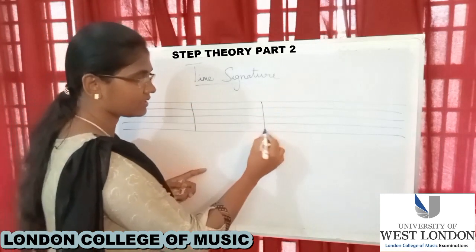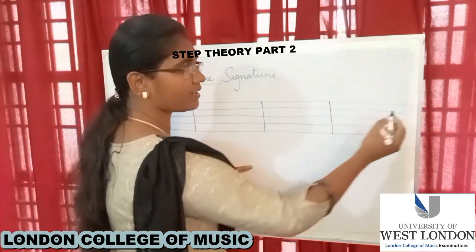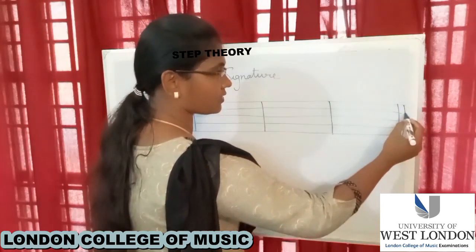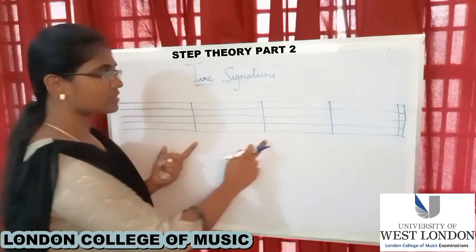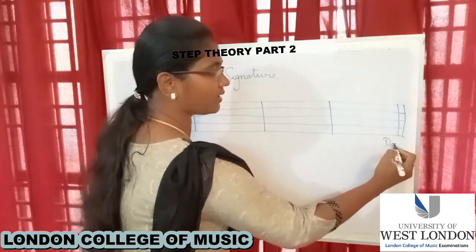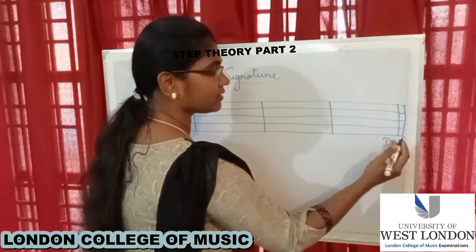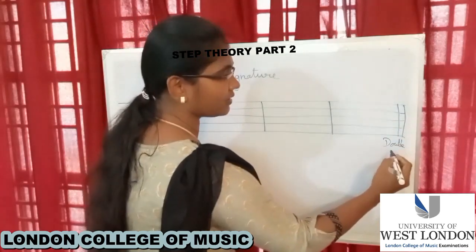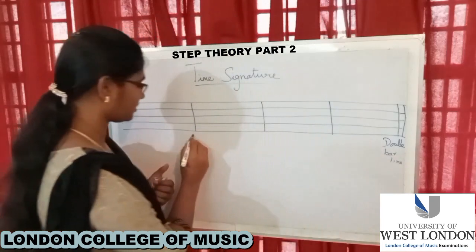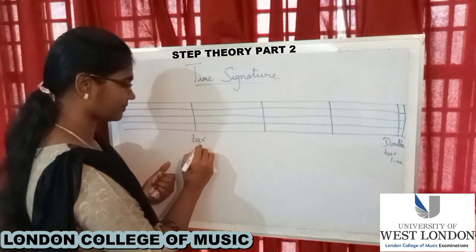See, this is a bar line. At the end of the song, there is a double bar line. This one is a bar, and these are all bar lines. At the end of the song, the double bar line denotes that the song ends here. And these are all bar lines.